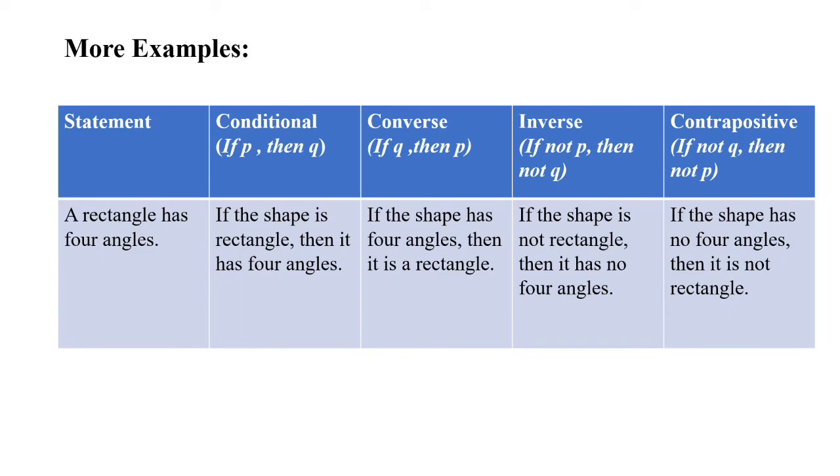Let us have another example. A rectangle has 4 angles. The conditional statement, if the shape is rectangle, then it has 4 angles. The converse statement, if the shape has 4 angles, then it is a rectangle. And the inverse, if the shape is not rectangle, then it has no 4 angles. And the contrapositive, if the shape has no four angles, then it is not rectangle.